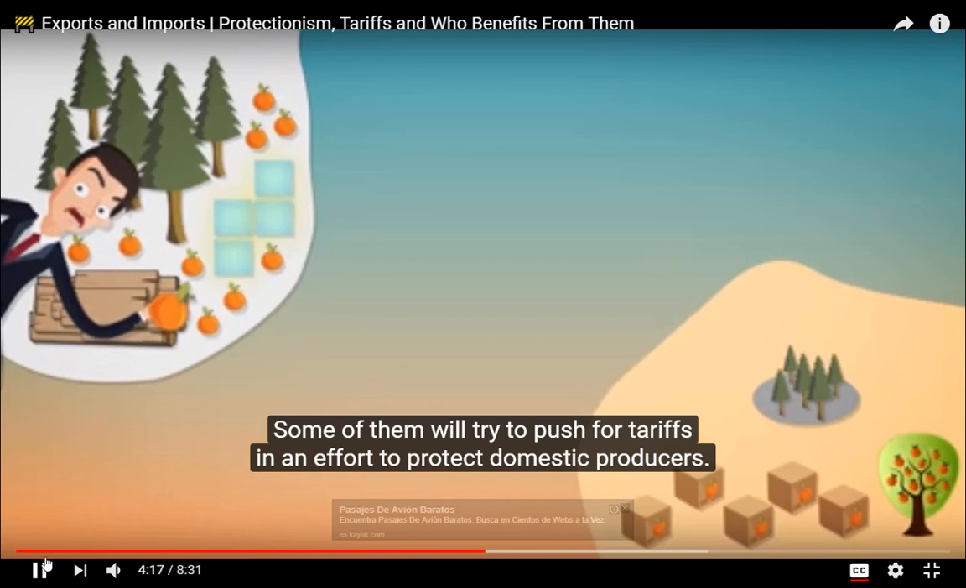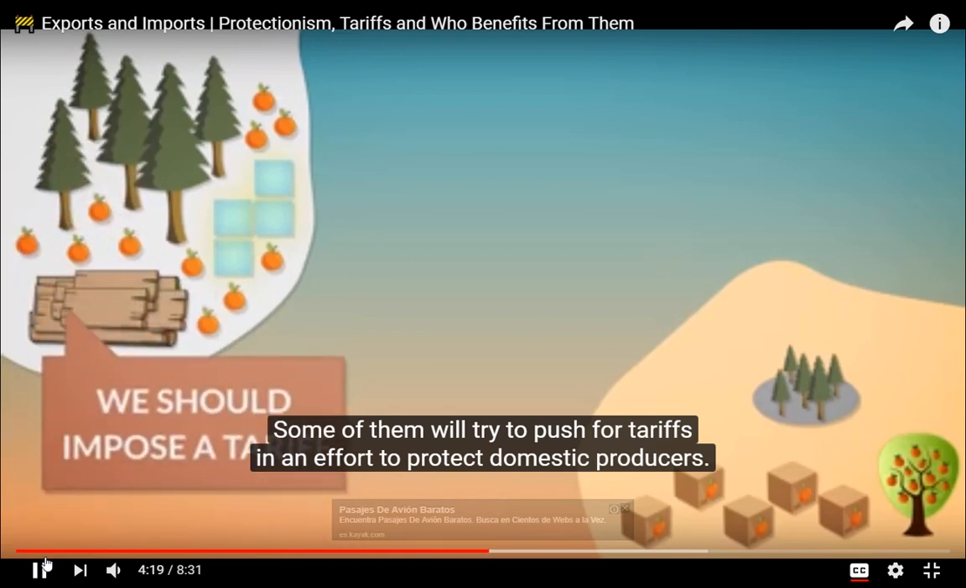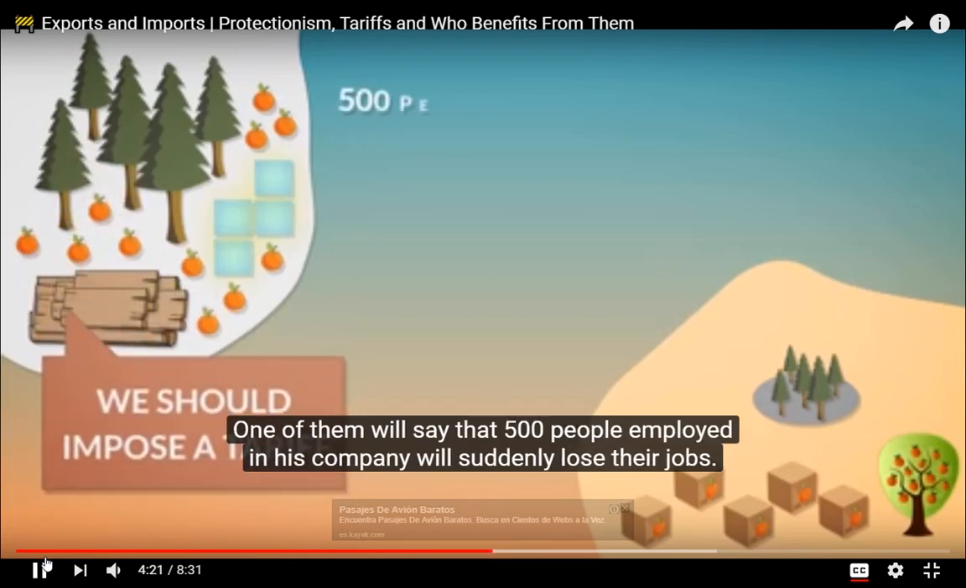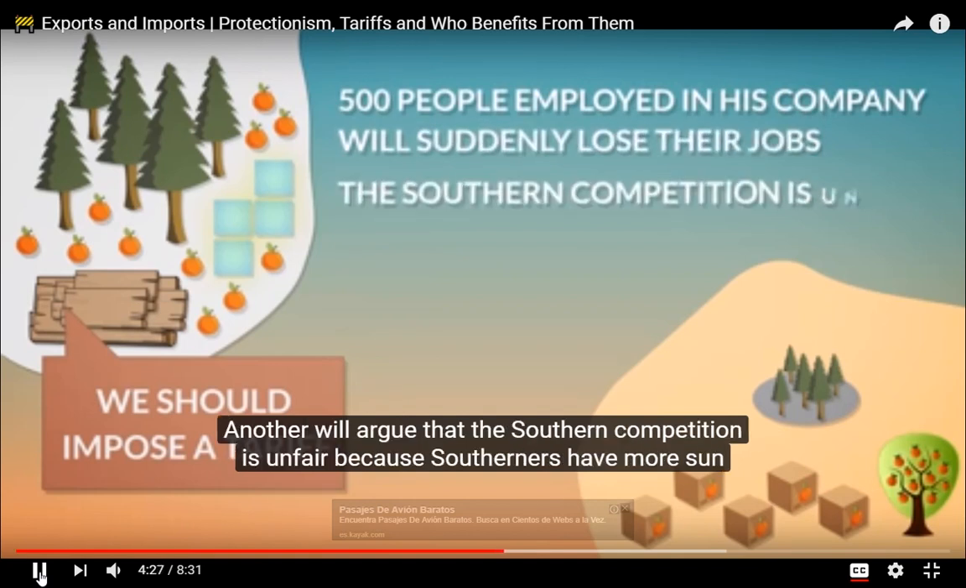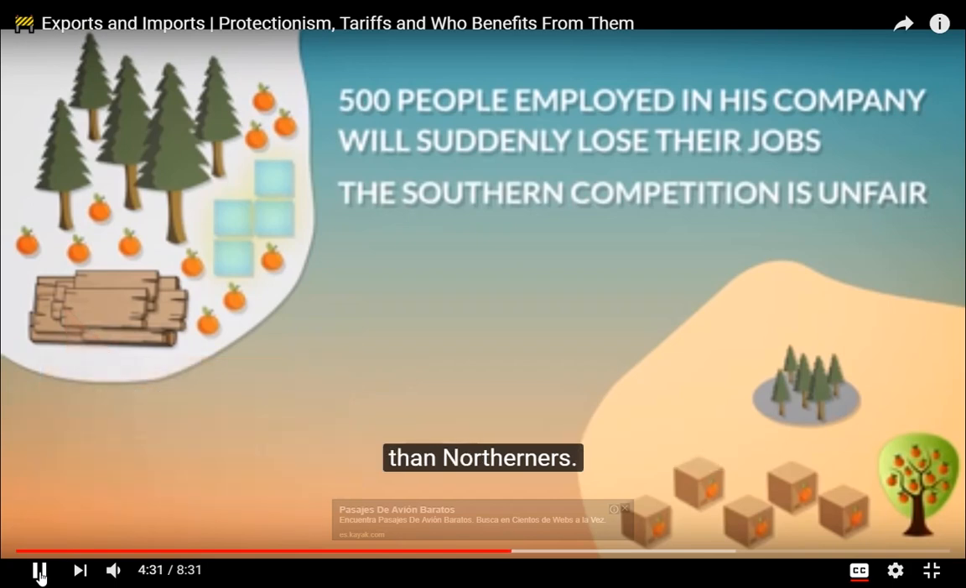Some of them will try to push for tariffs in an effort to protect domestic producers. One of them will say that 500 people employed in his company will suddenly lose their jobs. Another will argue that southern competition is unfair because southerners have more sun than northerners.